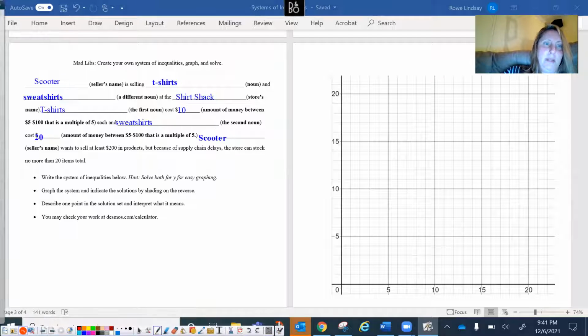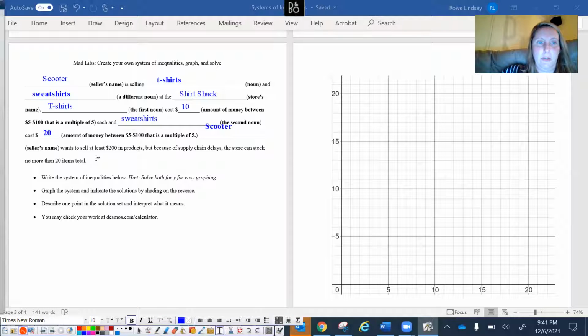So let's write the system of inequalities first. Okay, that's going to be the hardest part, really, is writing the system of inequalities. If you define a variable first, that's going to make your life easier. So just trust the force. Okay, I'm going to let x be equal to the first thing and y be equal to the second thing. You can do this exact same thing. So we're going to let x be equal to the t-shirts and let y be equal to the sweatshirts.